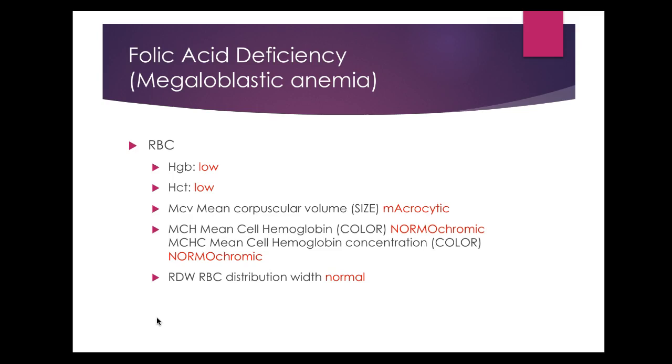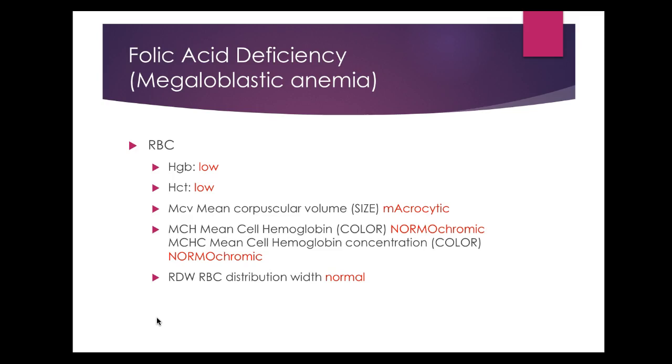Okay, so now let's switch gears here. We were talking about microcytic anemias before, which would be your iron deficiency anemia or your anemia of chronic disease. Now let's go to folic acid deficiency. When you hear the word megaloblastic, think macrocytic anemias. So that means your hemoglobin hematocrit are still going to be low, but your MCV is going to be large. So they're going to be large, macrocytic.